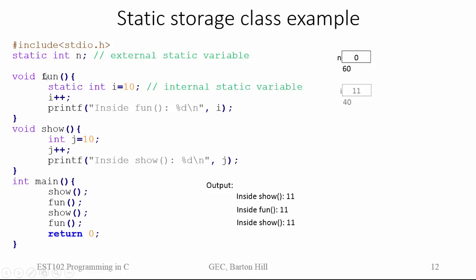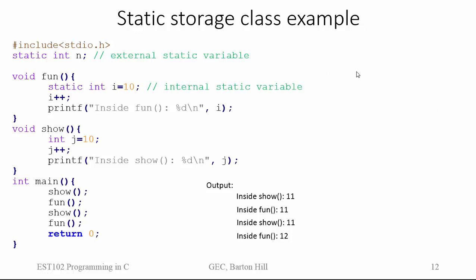Then again, the fun function is called. Again, this variable becomes accessible and the initialization statement won't be executed, and then i is incremented, so i becomes 12. Then the statement is executed, so inside fun 12 will be printed. Then after that control comes to here, so it won't have any scope. Then once this has completed execution, both the variables are deallocated.